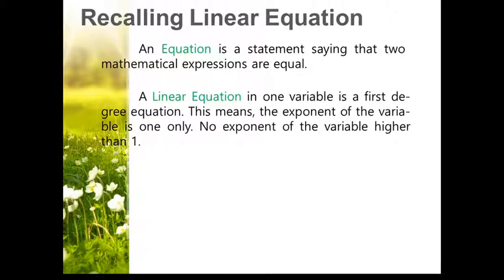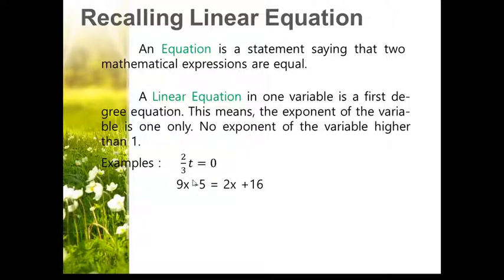A linear equation in one variable is a first-degree equation. This means the exponent of the variable is 1 only. No exponent of the variable is higher than 1. Example, we have 2/3 t is equal to 0, wherein the variable t has a degree of 1. 9x minus 5 is equal to 2x plus 16.